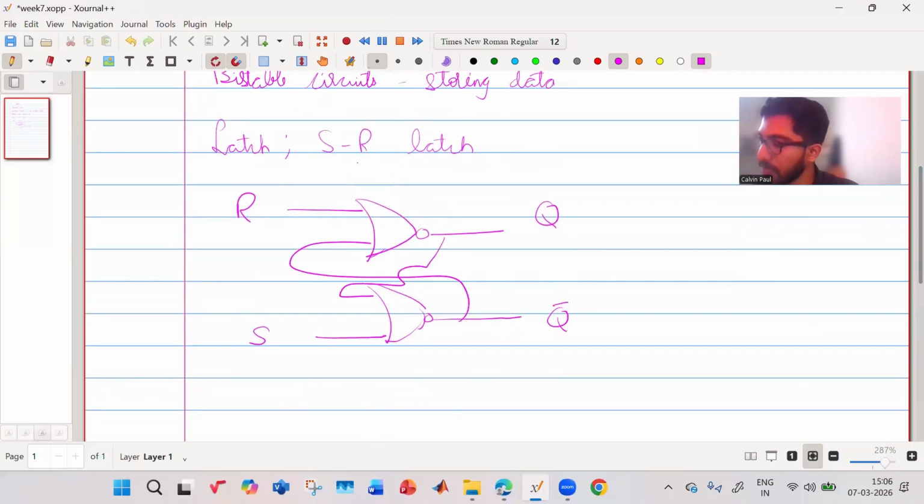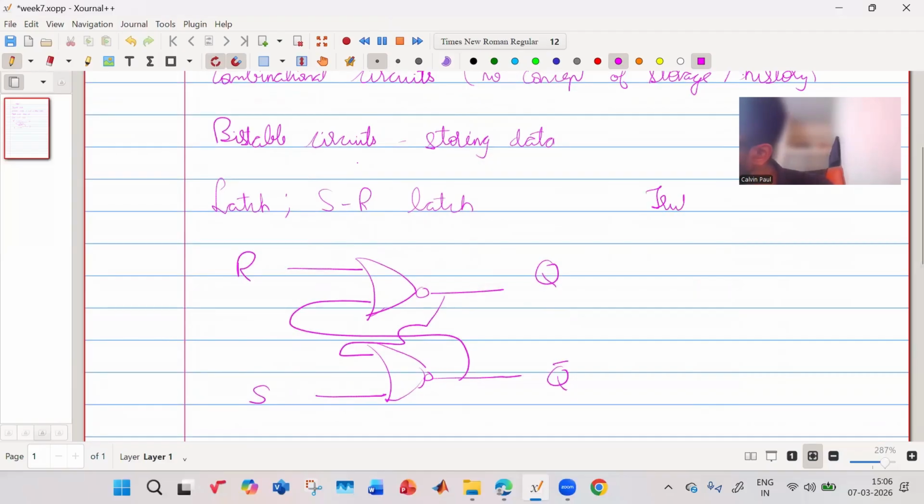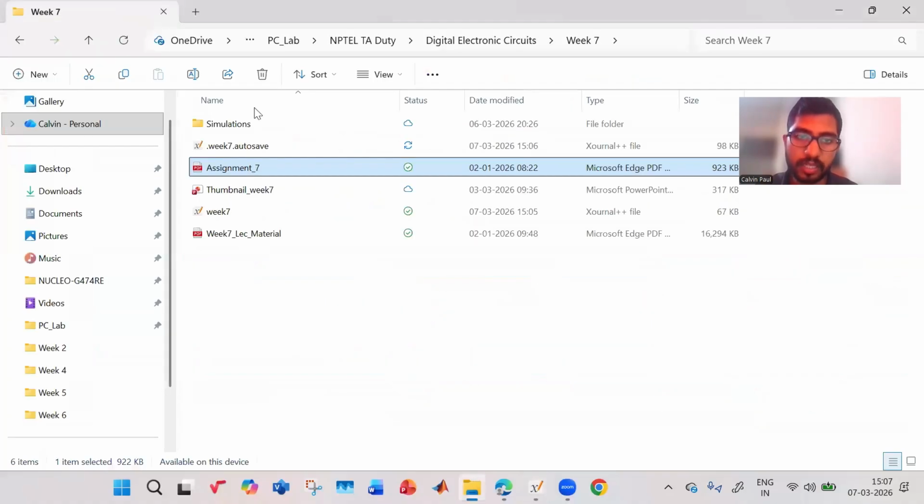So this is the simple circuit for an SR latch. We'll consider the truth table. Let me write the truth table. Here S, R, Qn, that is your initial state, and Qn plus 1, that is the next state. If S is 0 and R is 0, Qn plus 1 will be equal to Qn. If S is 0 and R is 1, then Qn can be anything, but Qn plus 1 will become 0. If S is 1, R is 0, then Qn plus 1 has to be 1. And if S is 1 and R is 1, these are actually forbidden inputs. They are not allowed. We will look into a simulation of this to get a better idea.